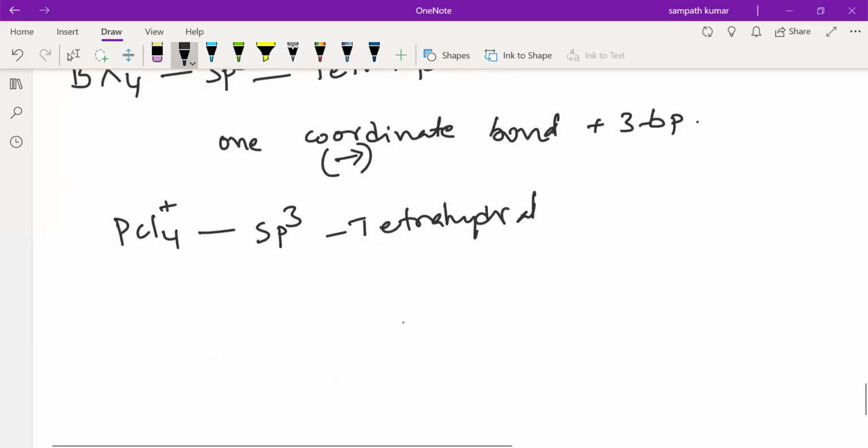SbF4 plus also the same: sp3 hybridization, tetrahedral geometry. That antimony molecule also has the same geometry of the molecule.